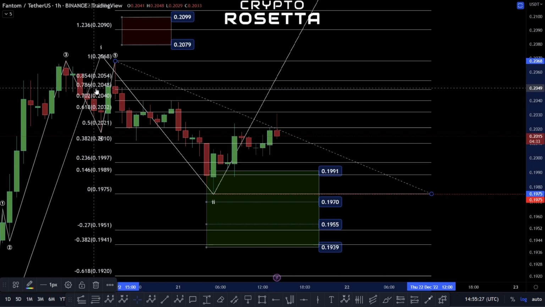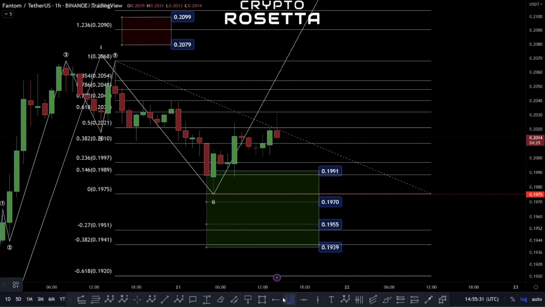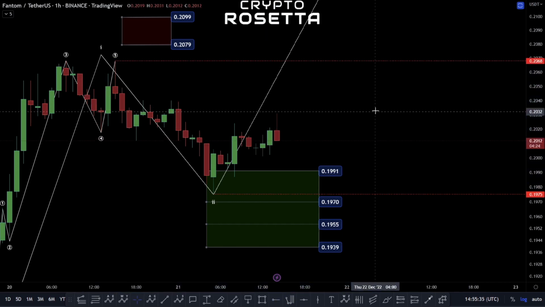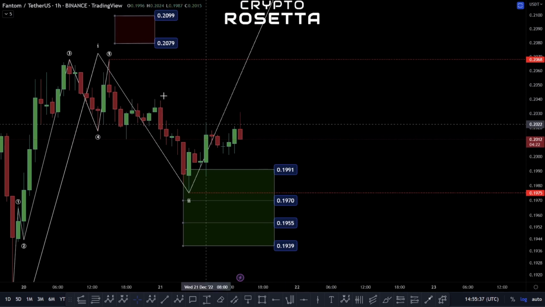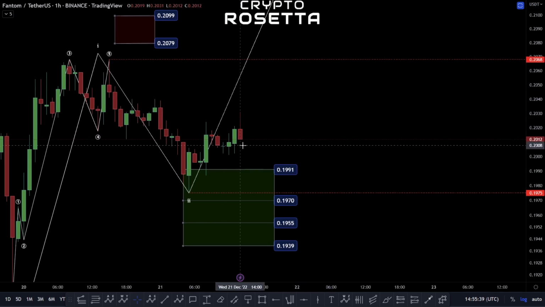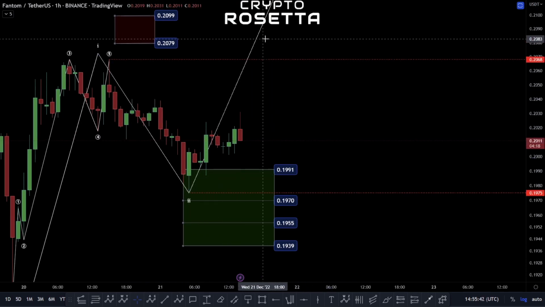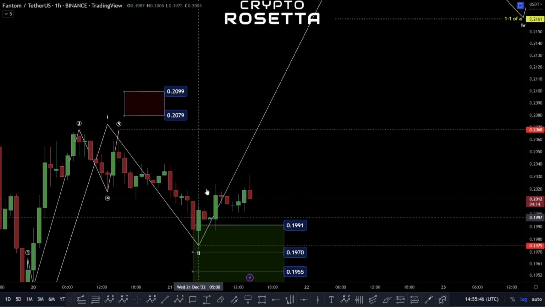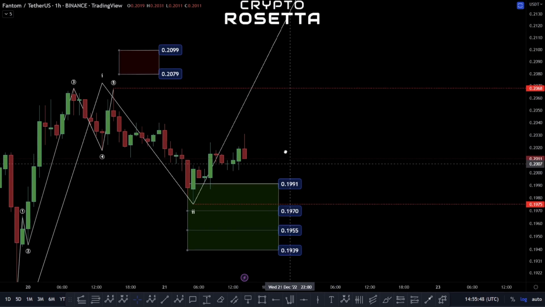Anywhere up to this 0.786 zone would be a good area, though if we move back above this high point here, this $0.2068, then we could be looking for continuation to the upside, and this is actually already begun either within this C wave or this third wave, depending on how high it goes.